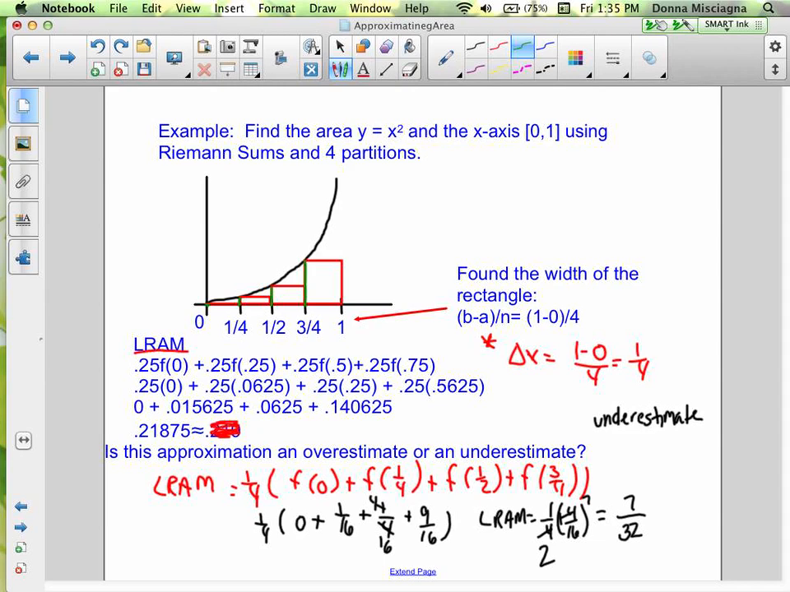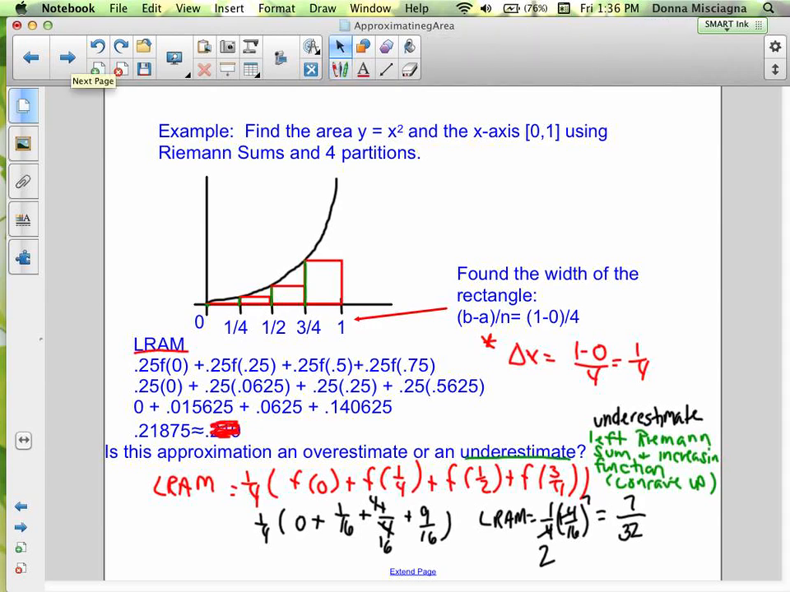I would stick with exact answers whenever possible. It asks whether this is an overestimate or an underestimate. This is an underestimate. You're always going to have an underestimate when you have a left Riemann sum and an increasing function. If it's an increasing function, it's also concave up, so that's another way to put it. So with a left Riemann sum and an increasing function, we're going to end up with an underestimate, because the right-hand value is bigger than the left-hand value.